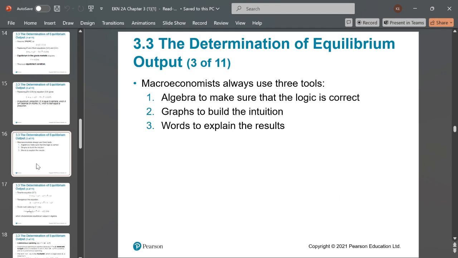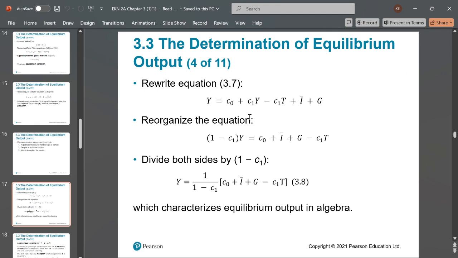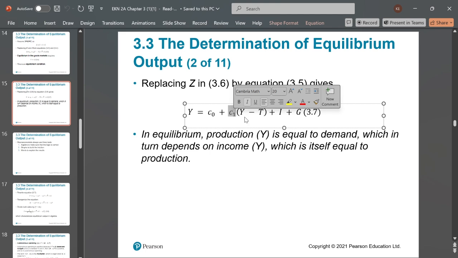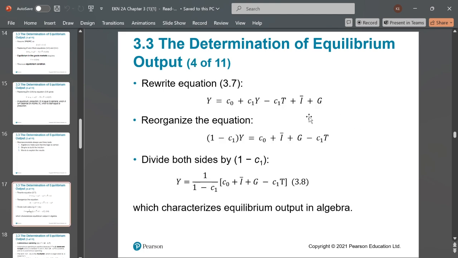And then we go on. So now this is where we are. Let me just go back. Right, so for us to move on to the next step, we need to get rid of the brackets. Remember basic maths? How do we get rid of the brackets? We're going to multiply this term here by the Y and also by the T. So you would have C1Y minus C1T. And that's how we get to this equation over here.